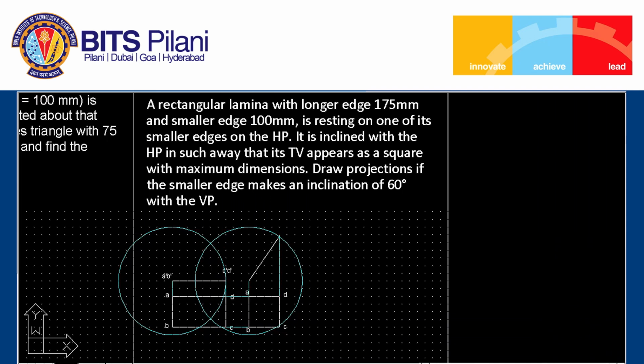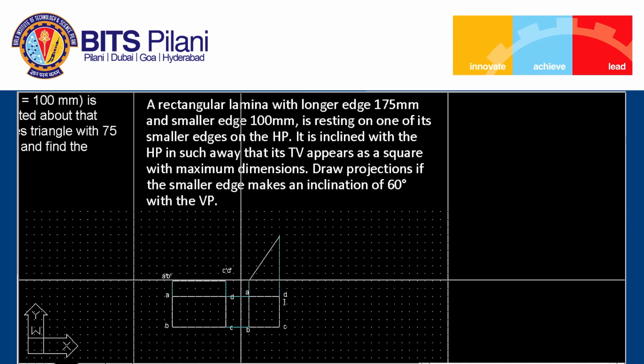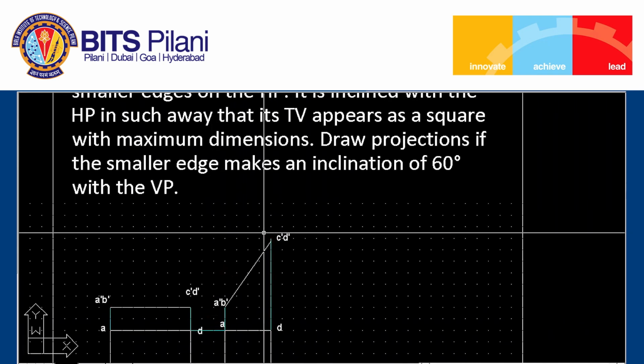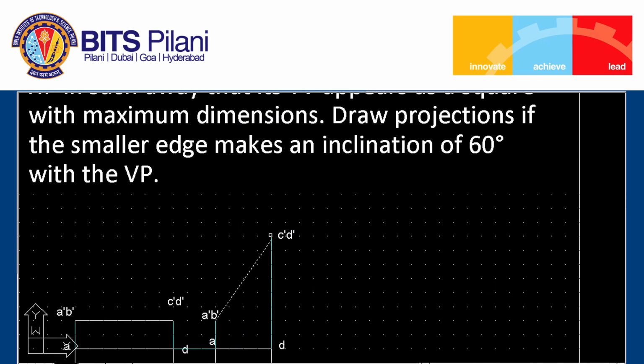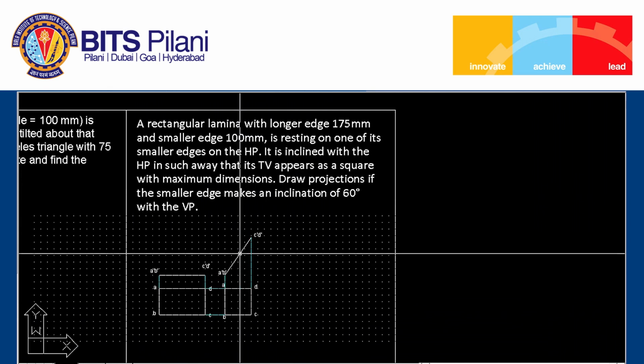Then let us remove the construction lines. This point is A prime, B prime, this point is C prime, D prime. Do the finishing for the object by removing the lines. Next, the angle of the plate with HP can be found out by finding the inclination of this line.